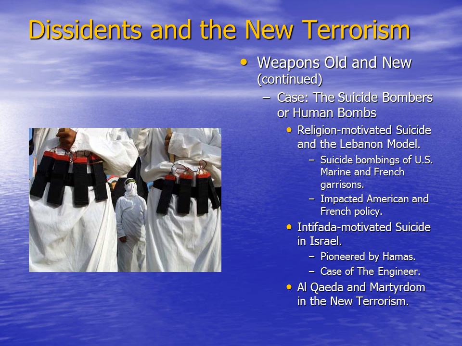Next slide. And of course, in the new terrorism that we've already talked about in this class, you have your suicide bombers or human bombers. There's a picture of several of them. The religious motivated suicide bombers, the Lebanon model suicide bombers of U.S. Marines and French garrisons. The Intifada, which is the uprising in the Palestinian territories with suicide bombs. And of course, Al-Qaeda and other terrorist groups, the Islamic State, are known to use suicide bombs along with groups like the Tamil Tigers. Next slide.